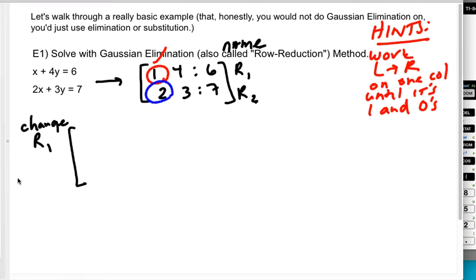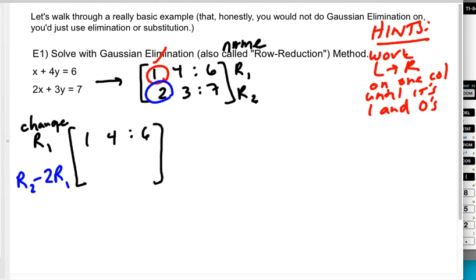So what I'm going to do is take row 2 and subtract double of row 1. Remember, I can't subtract a number. I can't subtract 2 from everything, but I can subtract multiples of the rows. So my row 1 didn't change. It's a 1 and a 4 and a 6, okay?